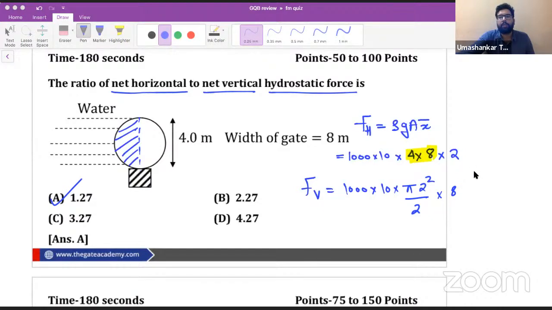Can you please tell me what went wrong in this question? What went wrong?